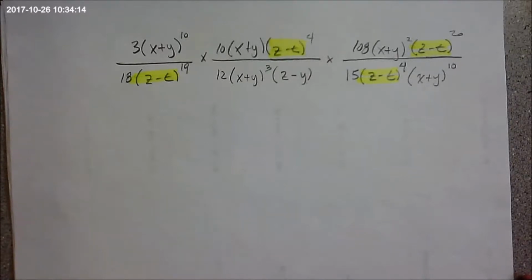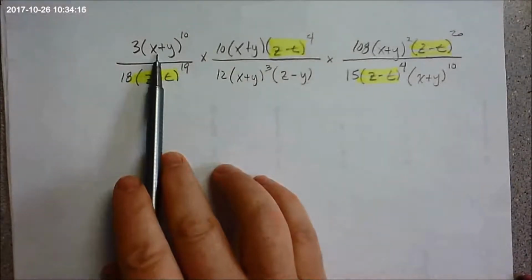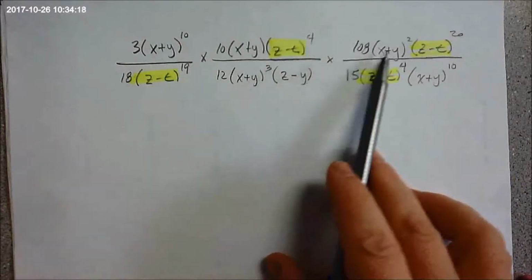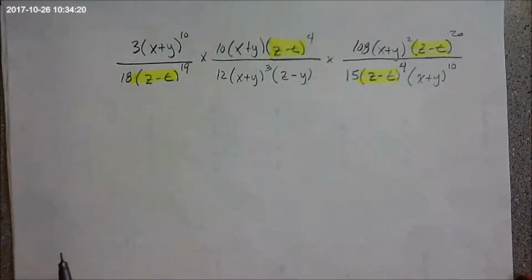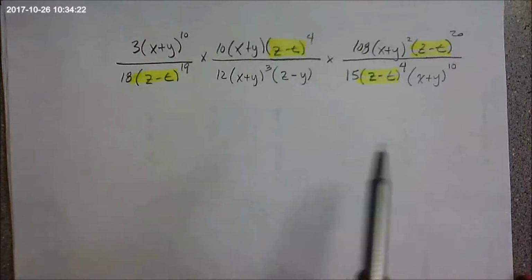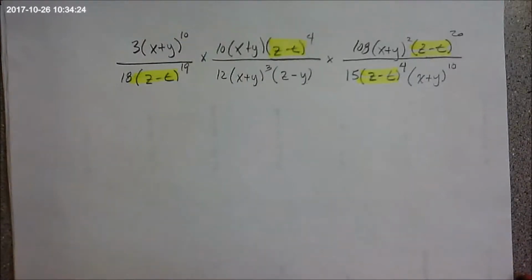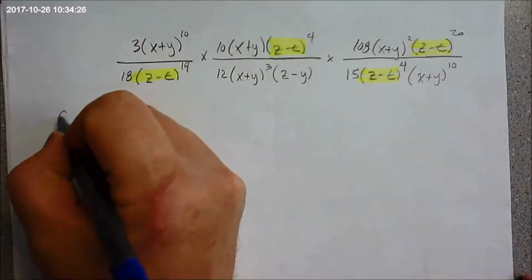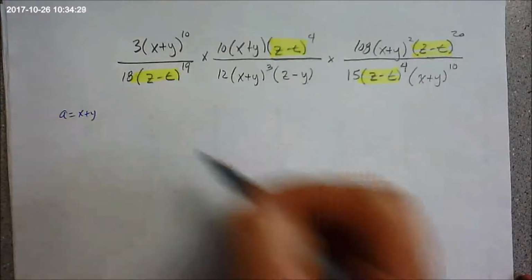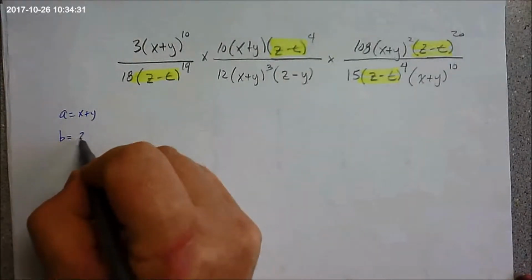So, Carlos, the same thing with this, right? x plus y, x plus y, x plus y, x plus y, x plus y. They're all the same. So really this is the same as if we said A was x plus y, and we said B was z minus t.